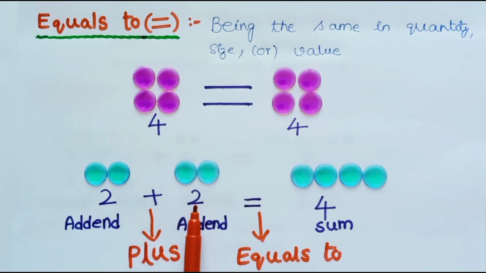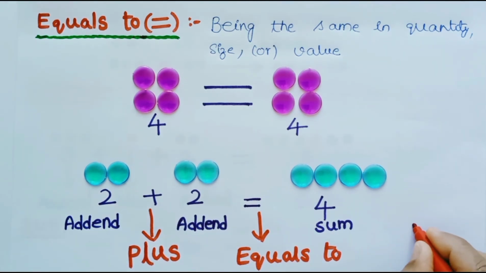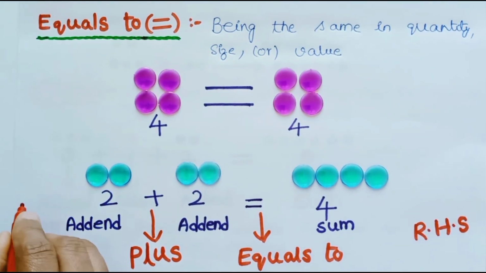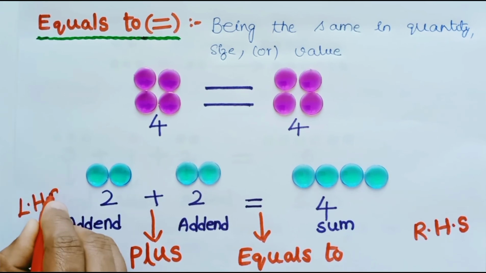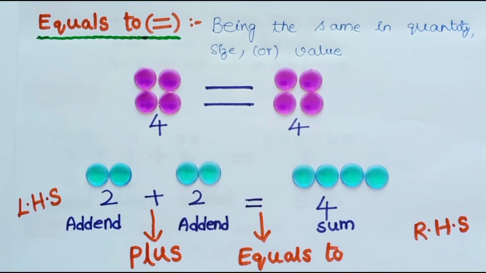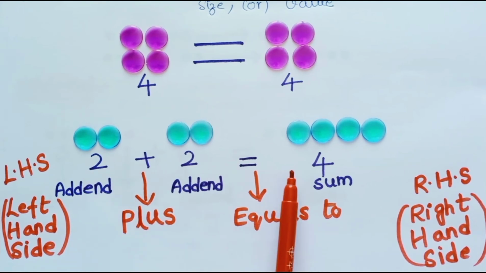The resultant value or the total value of the two or more numbers can be shown by a mathematical symbol called equals to. And this total value will be written on the right hand side of the equal to symbol. On the left hand side we will write the addends and on the right hand side we will write the sum. This is RHS, right hand side. This is LHS, left hand side. This is the addition equation.